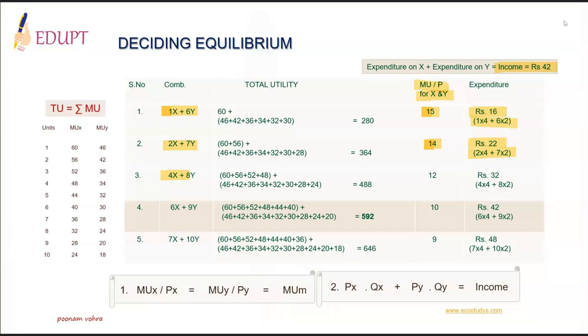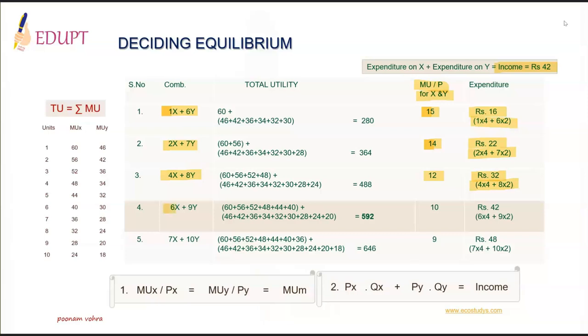Next combination is 4x plus 8y. Marginal utility in both cases is the same, that is 12. Total income spent is rupees 32, which is 4 into 4 plus 8 into 2. This is also less than the income the consumer has.